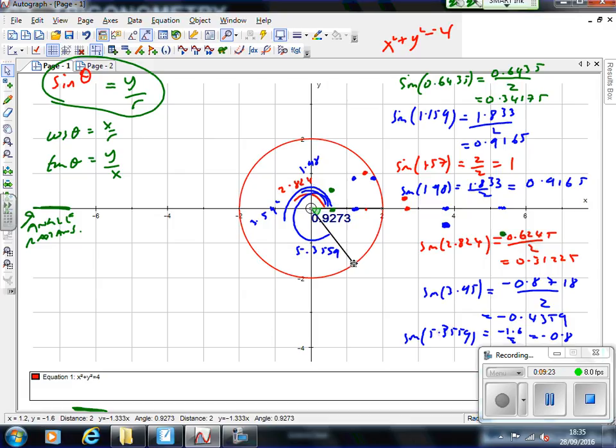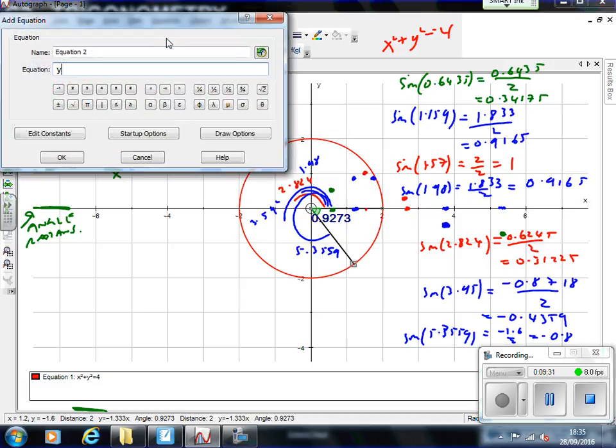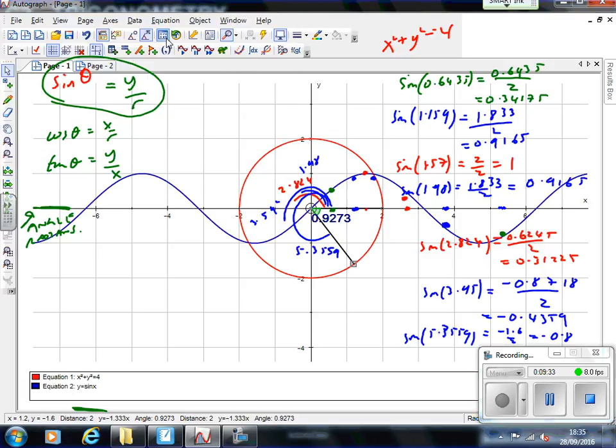Okay, let's see if I've done a good job or not. Now I'm going to put the actual graph on top. So if I put in y equals sine x, let's see. Oh, yeah. Fantastic. You see how the dots have lined up? See how the dots are pretty much bang on? Really happy with that. Awesome. Yes. Okay, cool. So that's how the sine graph was produced.